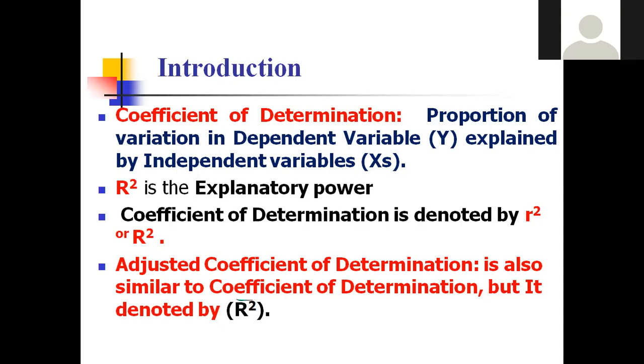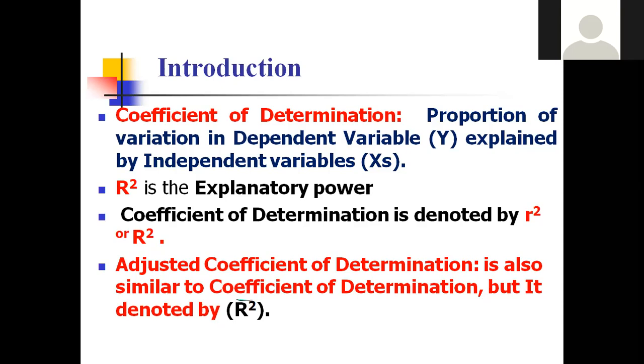So the R square is the explanatory power. On the basis of R square only, we can say that if the R square value is more, the explanatory power is more, and the explanatory power is good.